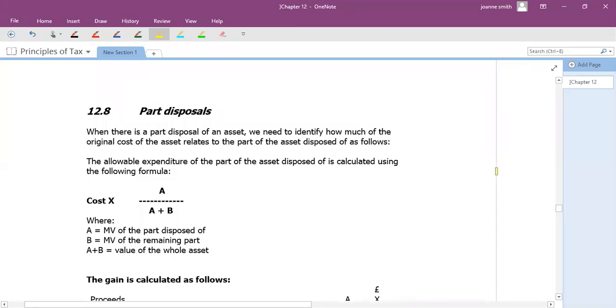Now let's look at a part disposal. This is where you only sell a bit of an asset. So all the disposals we've had so far, we know what the asset costs us and we sell the whole thing. Now part disposal is often when you're dealing with land. I'm not saying it's only land, but it's quite common.